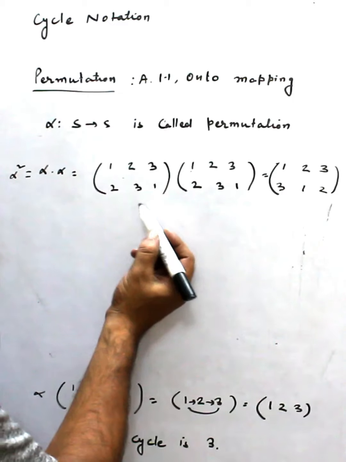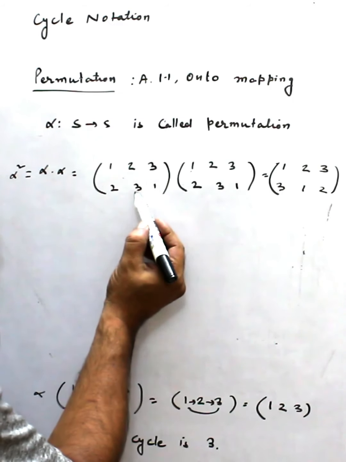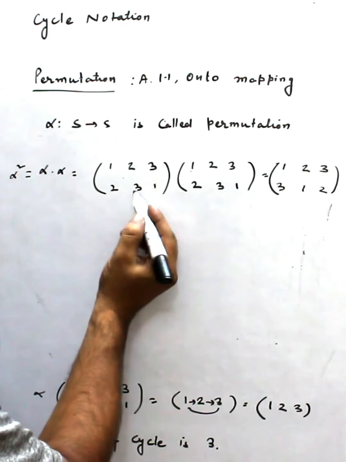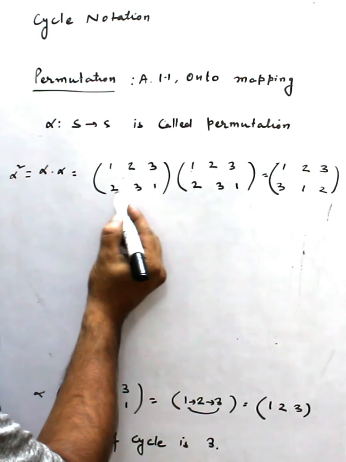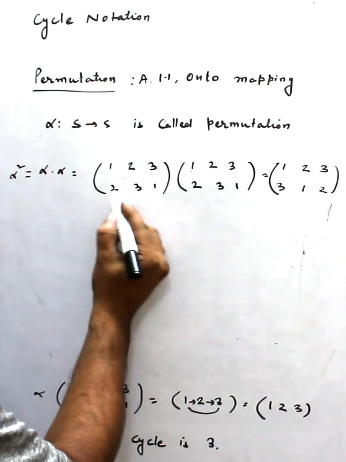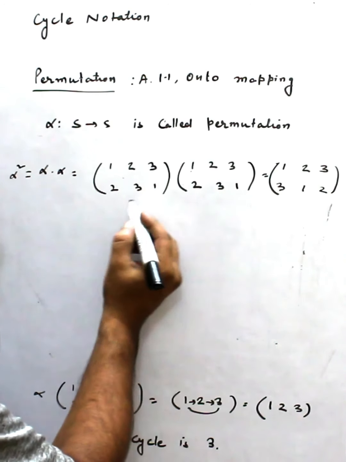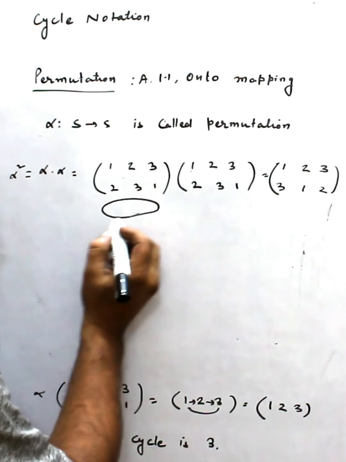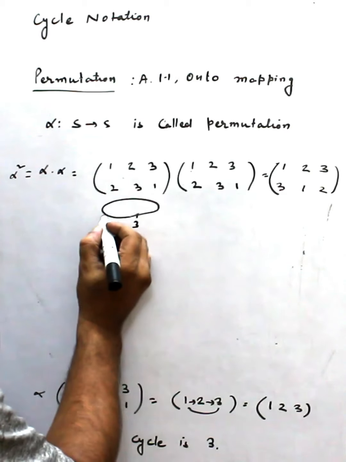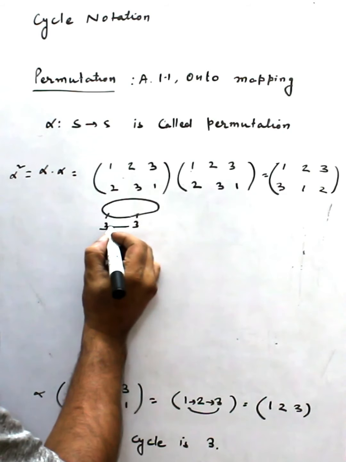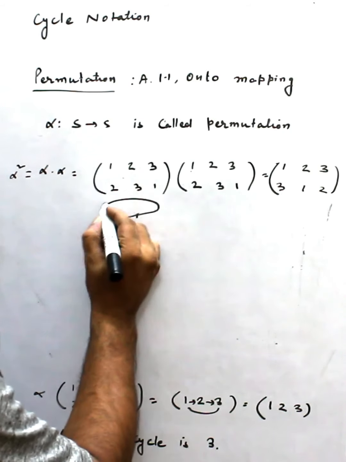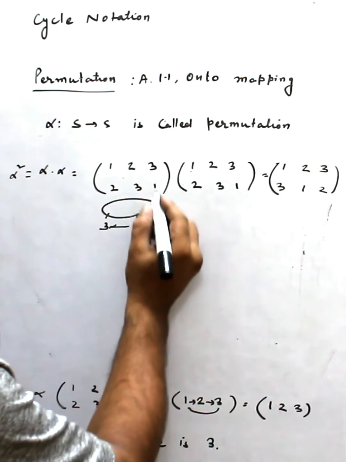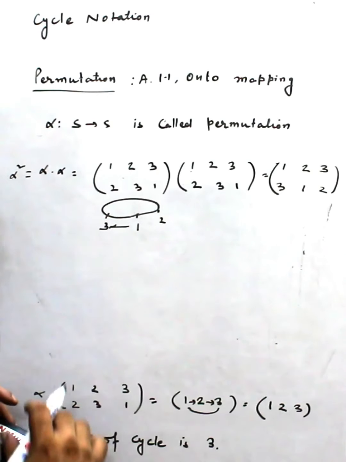What is happening here? You can see this is alpha, and in alpha square the elements are moving toward the left. This 3 comes in place of 2, and 1 comes in place of 3, and 2 goes to the end. That means it is circling like this. This 3 comes here, and this 2 goes to here, and this 1 comes here.